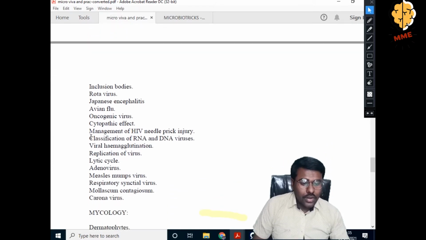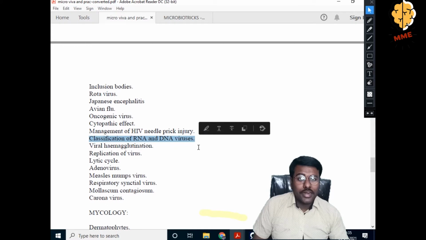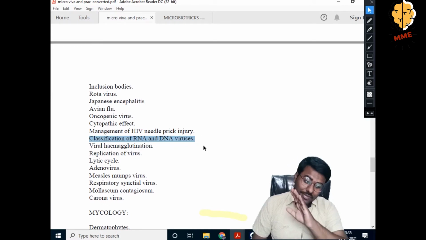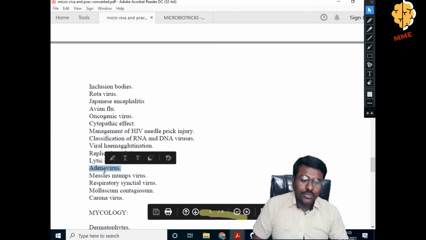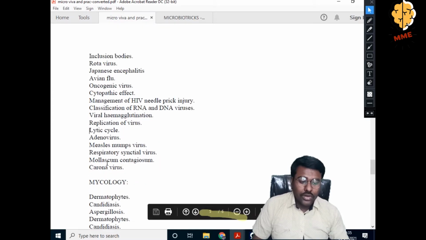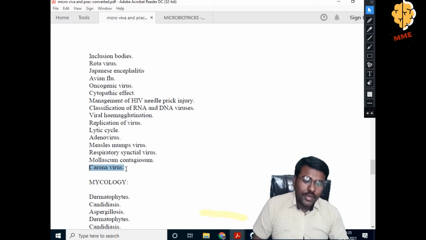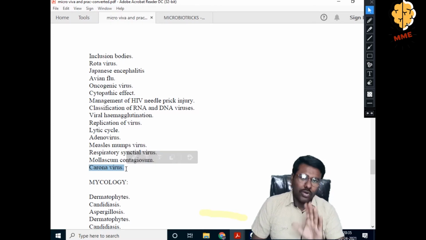Now coming to the classification of the DNA virus and RNA virus. What are the DNA virus? What are the RNA virus? Commonly asked. And then the lytic cycle and lysogenic cycle of the bacteriophage or the virus is very important. And lastly, the coronavirus in this year. This is a hot topic in your practical, maybe asked in your Viva.